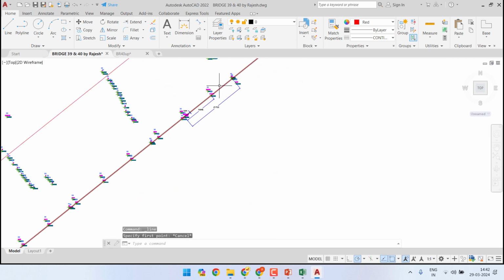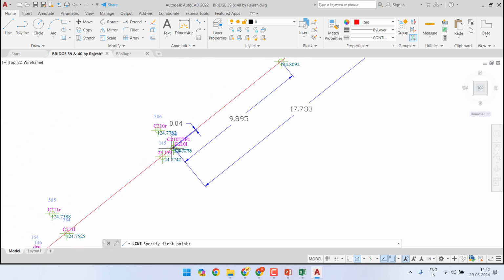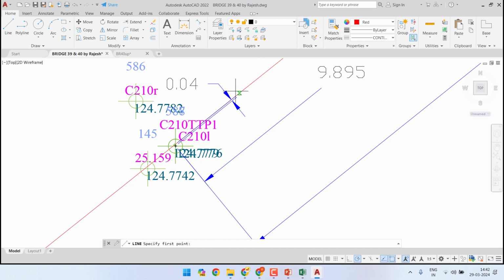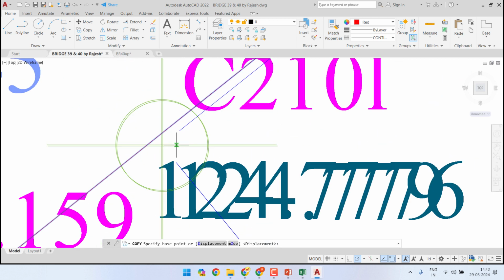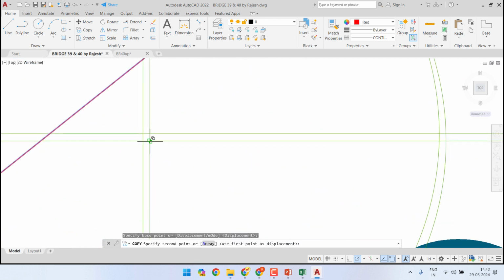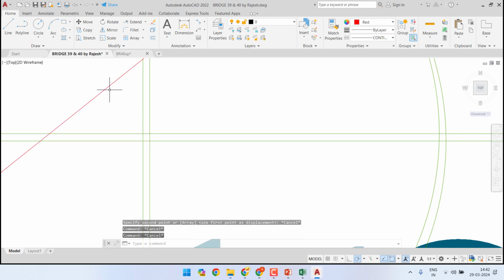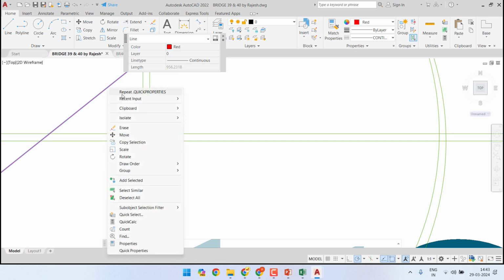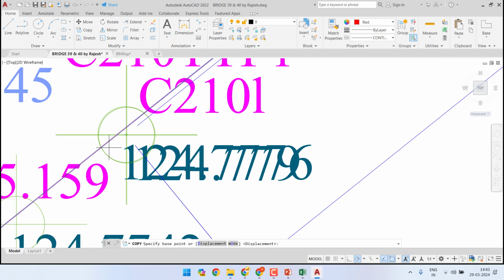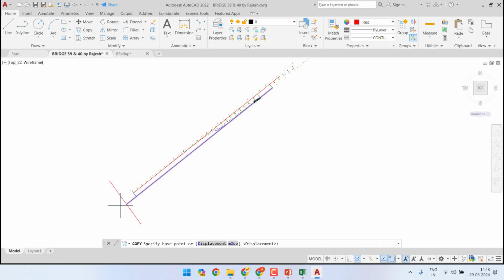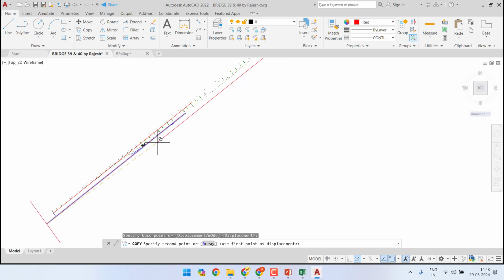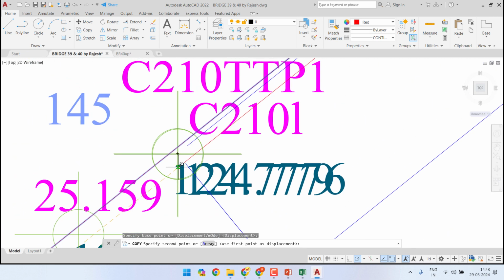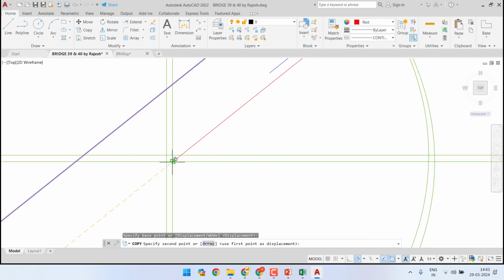or rather, we need to draw a perpendicular line from this. So what we can do is copy selection, and then we will copy selection and we will select this and then move it to TTP1 of the curve. Let's see here.